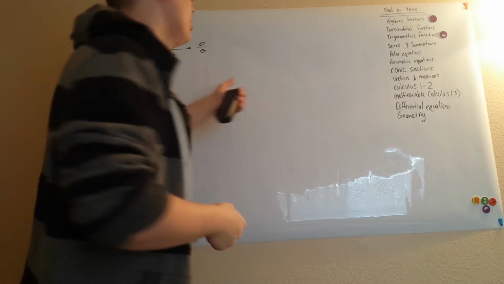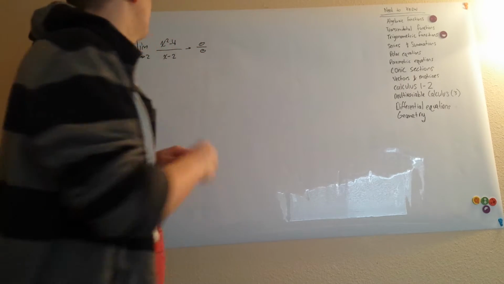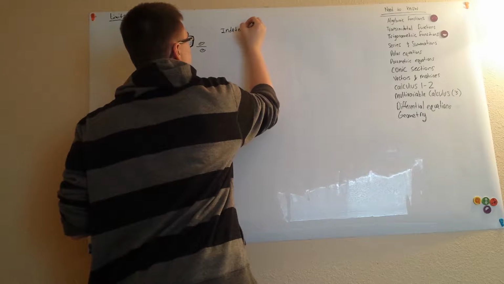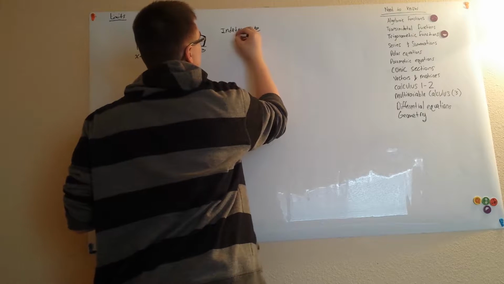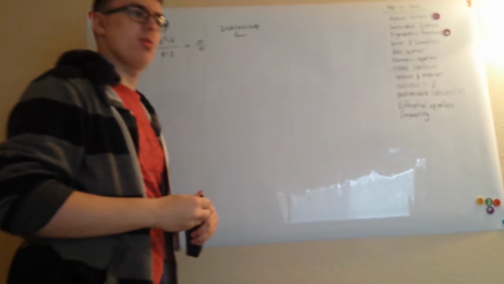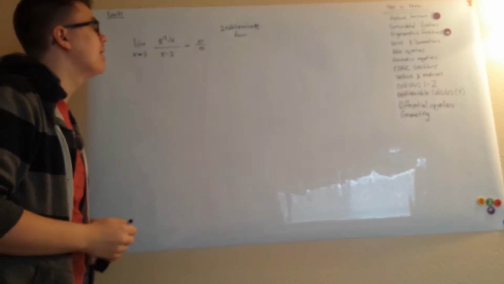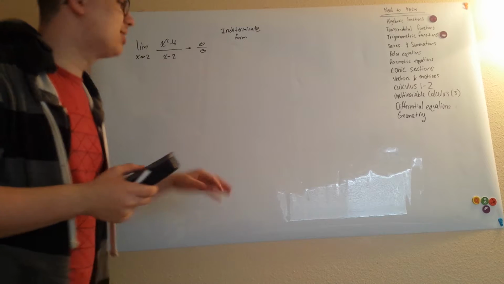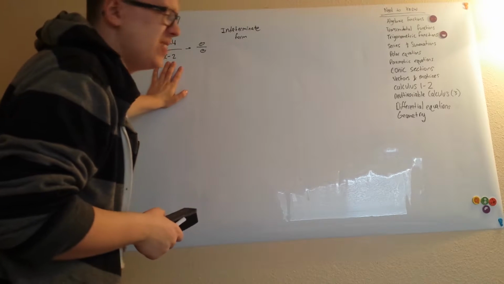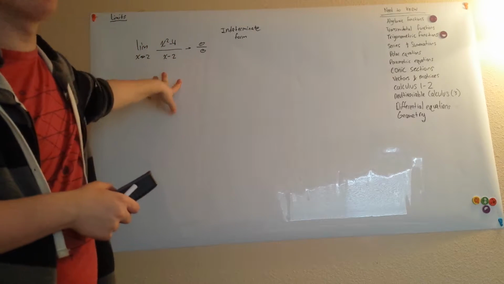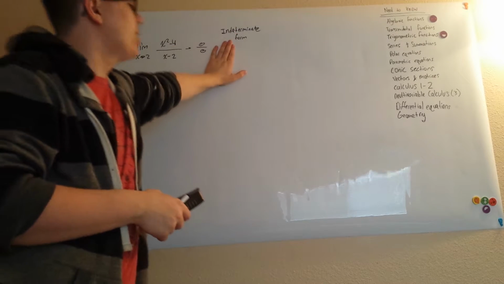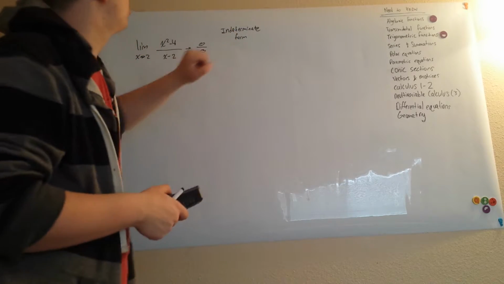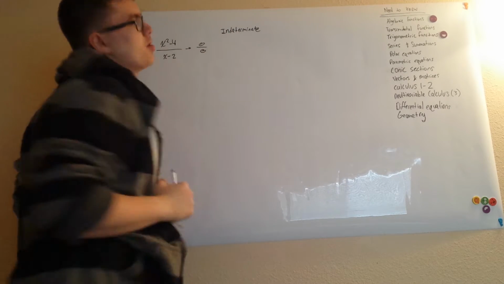This is what we call an indeterminate form. Basically, if you're evaluating a limit, and if you plug in the number, you get 0 over 0, it's indeterminate.